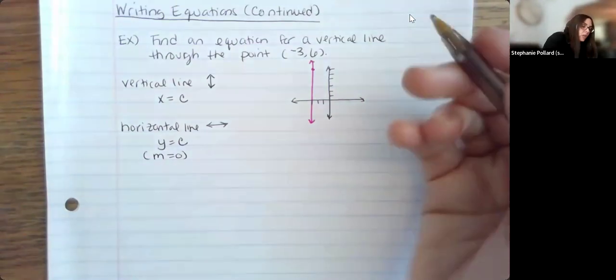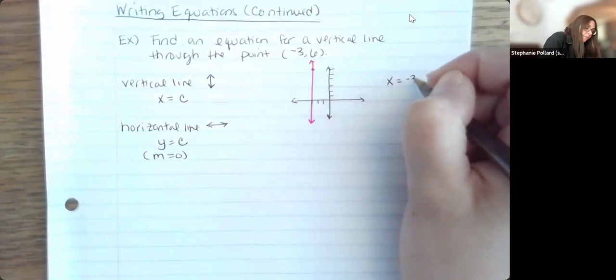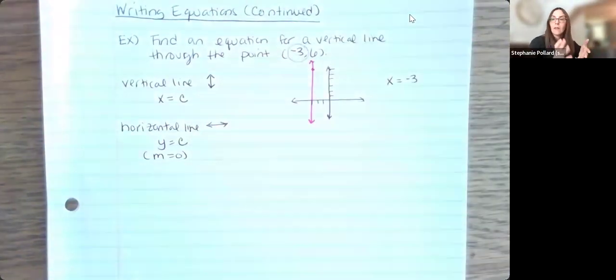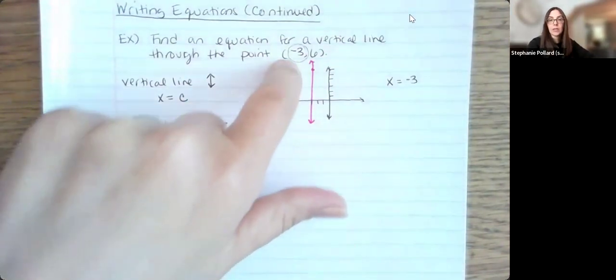So to write an equation here is actually really quick. You're just going to write x equals -3. So you use the value in the point there. And you just have to recognize the form. Vertical lines are always x equals. So you use whatever x value is there.